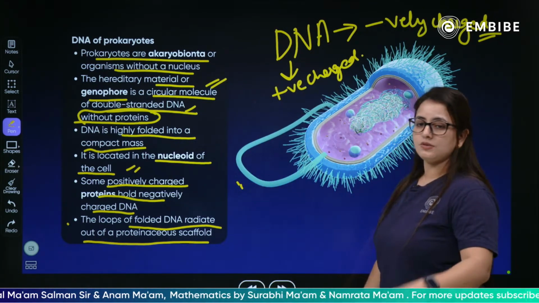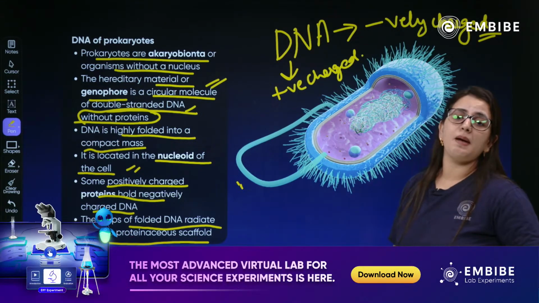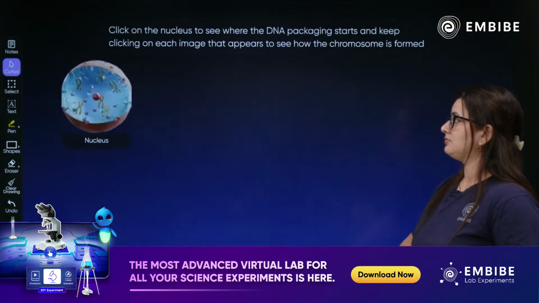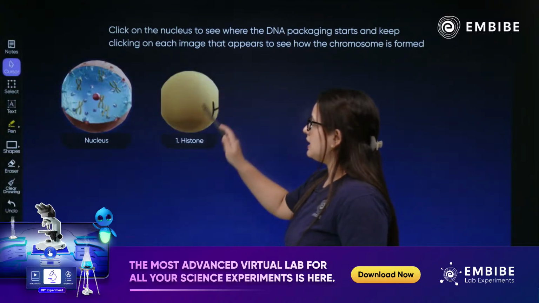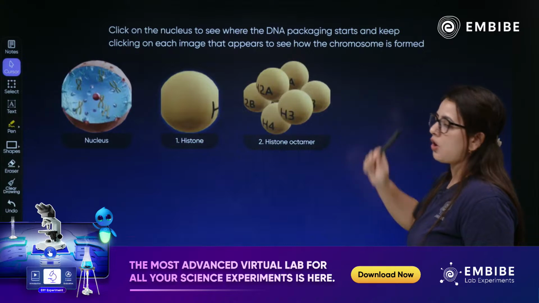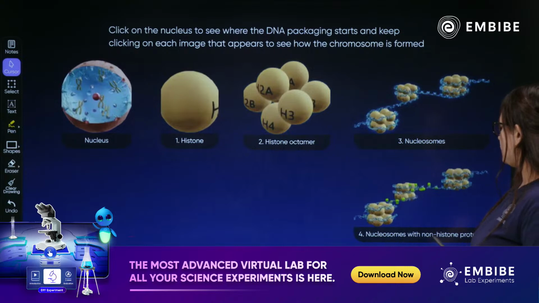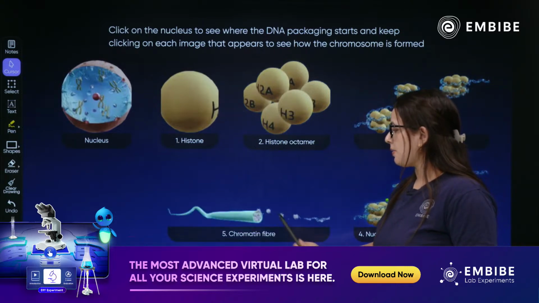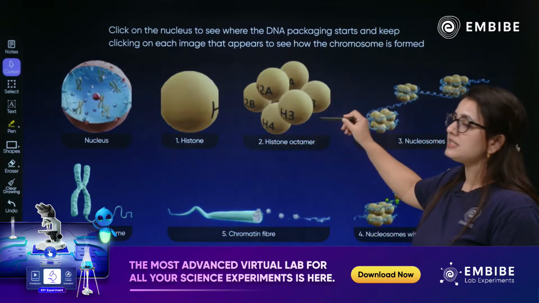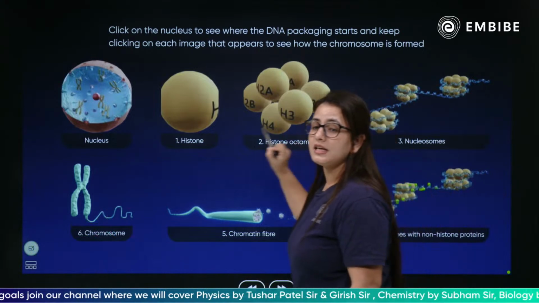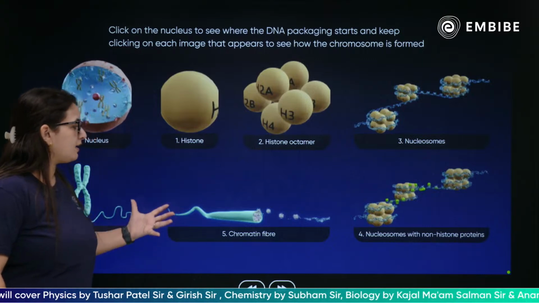As I move forward, we have already talked about the prokaryotes, which are primitive organisms, but the most complex packaging takes place in the eukaryotes. Let's go one by one. I'll click the nucleus. Histones, histone octamer, nucleosomes with non-histone protein, chromatin fiber, and finally the chromosome. These are the particular steps by which the chromatin is formed.